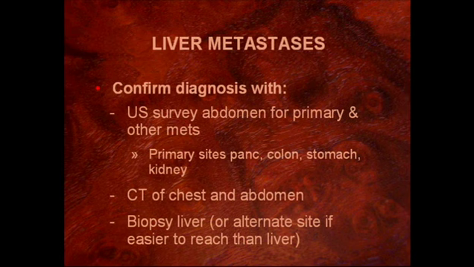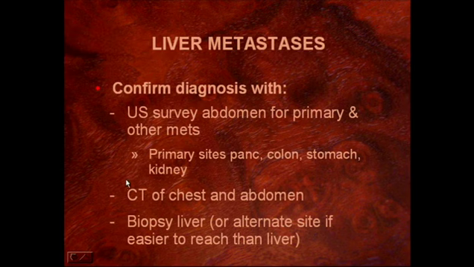So what do you do when you're faced with what you think may be liver metastases? Well, you confirm the diagnosis first with an ultrasound survey of the abdomen, looking for a primary site or looking for other metastases. And the primary sites that you can diagnose sonographically include, but aren't necessarily limited to, the pancreas, the colon, the stomach, and the kidney. So at the least, you should look at all of those organs.